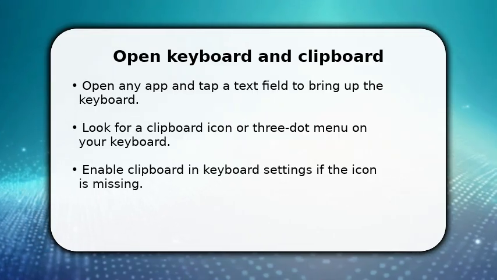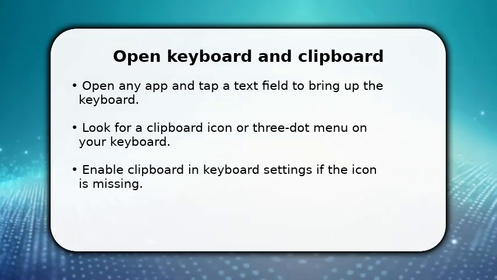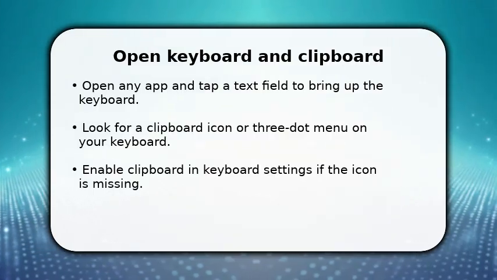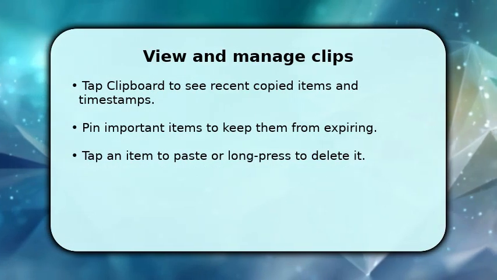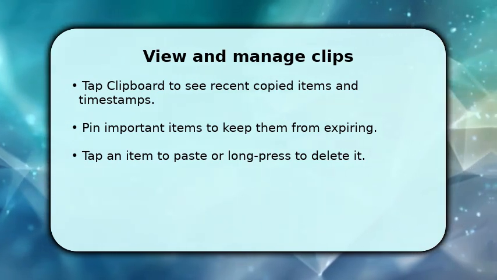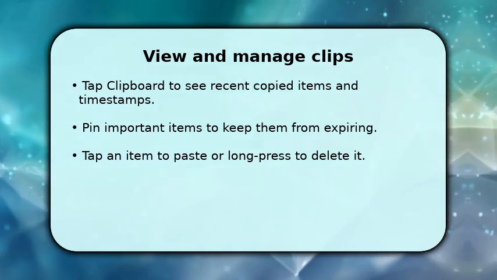If you don't see it, go into the keyboard settings and enable Clipboard. This makes copying and pasting accessible immediately. Once done, open the Clipboard panel to view recent copies and why they matter. Android can store multiple entries so you can reuse text without recopying.